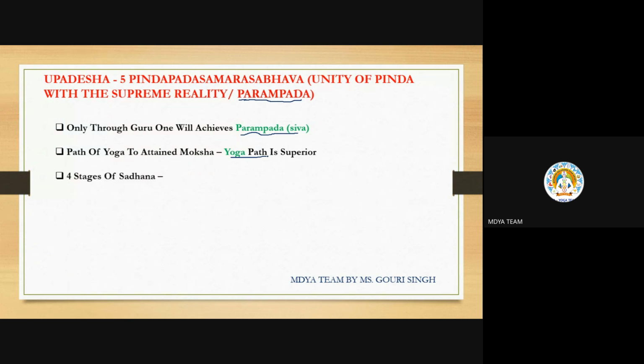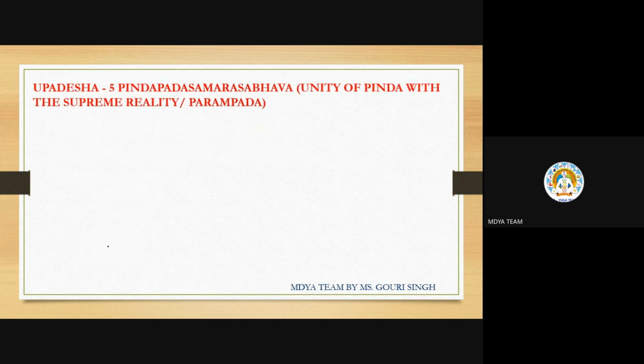The four stages of sadhana: whenever one starts sadhana, there are four stages. The first is sahaja, the second is sayam, the third is sopaya, and the fourth is advaita. So these are the four stages of sadhana. Whenever one achieves this advaita state, that is the highest state according to Guru Gorakshanath, and one becomes united with the superior one. Okay, so that is the discussion in Upadesa 5.